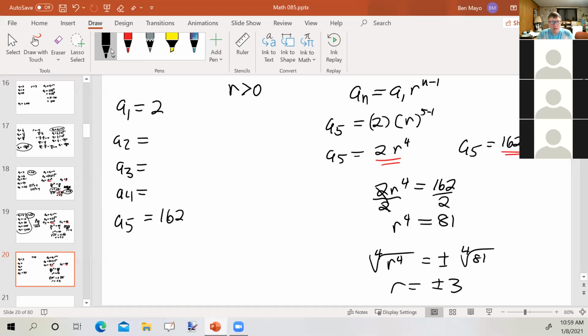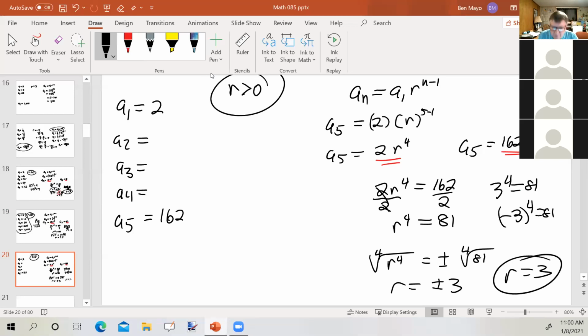because 3 to the 4th power is 81. Negative 3, the quantity to the 4th power, is also 81, right? So 3 to the 4th equals 81. Negative 3 to the 4th equals 81. But we're supposed to choose a positive R value, so we're going to use positive 3. Okay? What's 2 times 3? 6. 6 times 3. 18. 18 times 3.